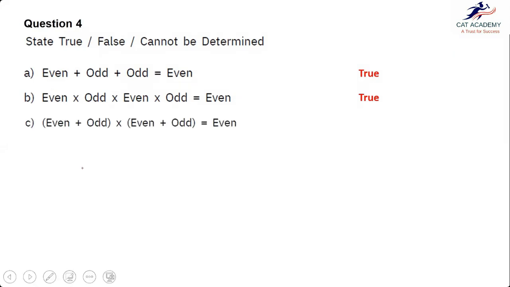Correct? Next, even plus odd into even plus odd. That is, even plus odd is odd. Even plus odd is odd. So it becomes odd into odd. Answer should be odd. It is mentioned as even. So this statement is false. Very good.